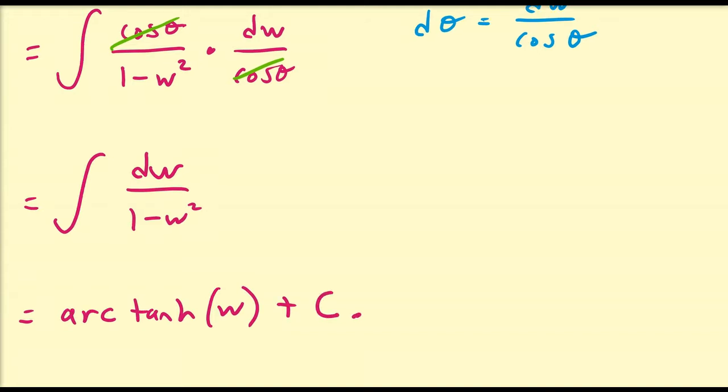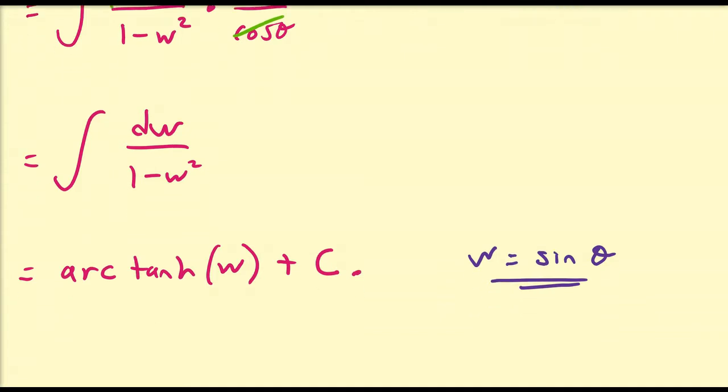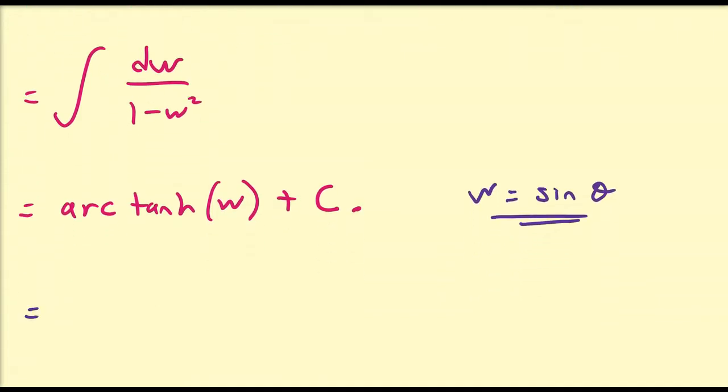Alright, now that we have evaluated our integral, we now need to work back through our substitutions, and we should be able to get our final answer in terms of x. Alright, so let us first recall what w was. So w was equal to sine of theta. So let's replace that first. So we have that this is arc hyperbolic tangent of sine of theta plus c.